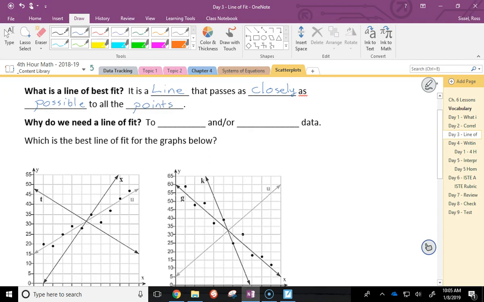Why do we need a line of fit? Our line of fit is to predict and or interpret data. There's a couple important things that we have to know about this. Our line of fit. I'm going to put this on my note to the side. Make sure you make it straight.